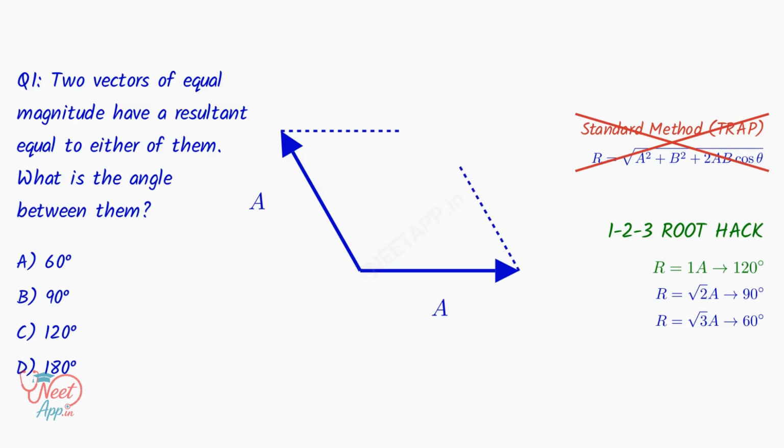Look at our question. The resultant is equal to either of the vectors, meaning it is exactly 1a. Following our hack, the angle must be 120 degrees. Option C is the correct answer. Notice how the vectors form two perfect equilateral triangles in the diagram. Spot the multiplier, skip the algebra and move on.